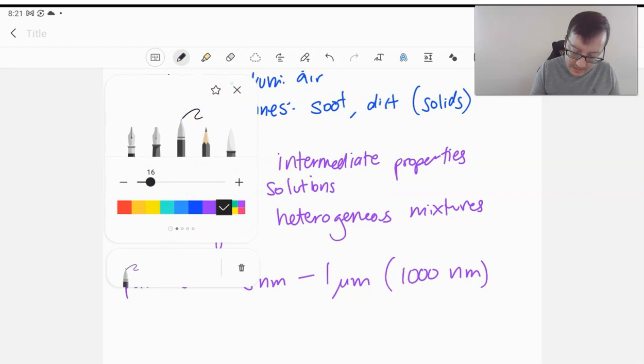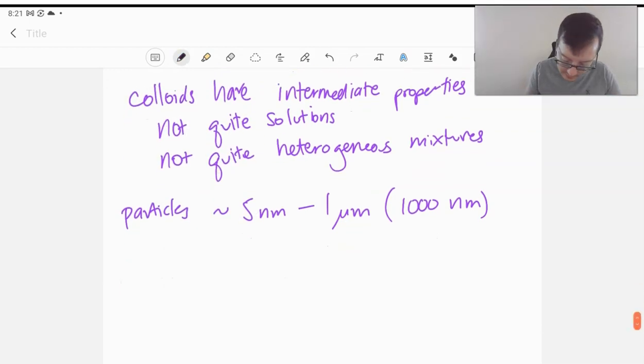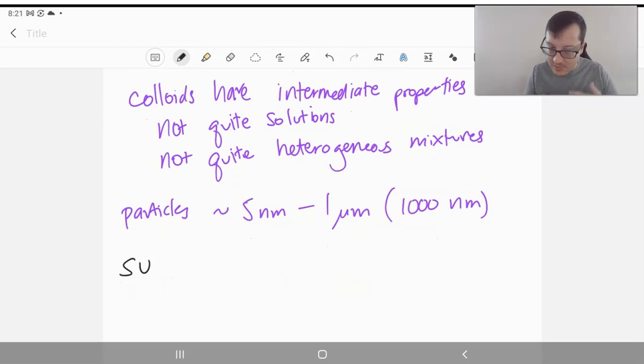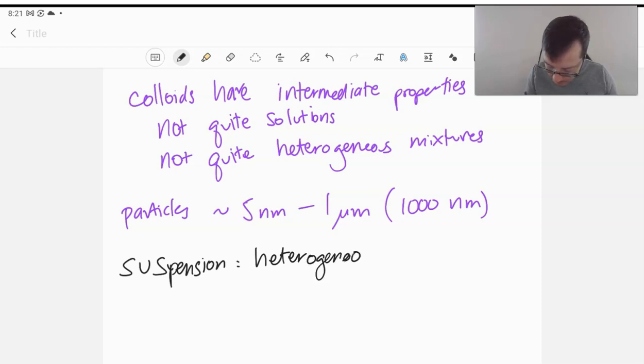And we're going to end here with just one more little part, which is one more type of not quite solution thing called a suspension. And this is technically more of a heterogeneous mixture. One day I'll be able to spell that word right on the first try. Okay, so this is a heterogeneous mixture. Think muddy water.